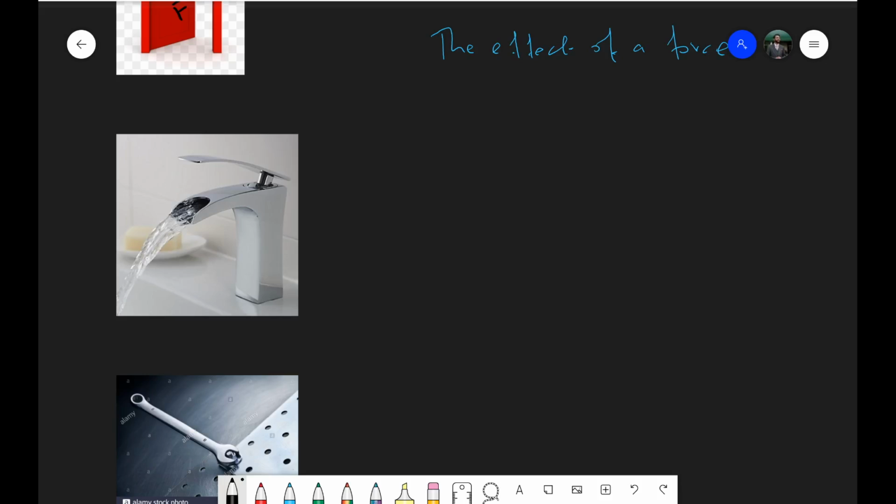Let's look at this tap. If you want to open this tap, obviously you want to apply force at this edge. But what happens if you try to apply a force here? To open the same tap, would you need more force or would you need less force? Again, we know from experience that the closer you get to this part, this pivot or this hinge of the tap, the greater the force you would need to open the same tap.